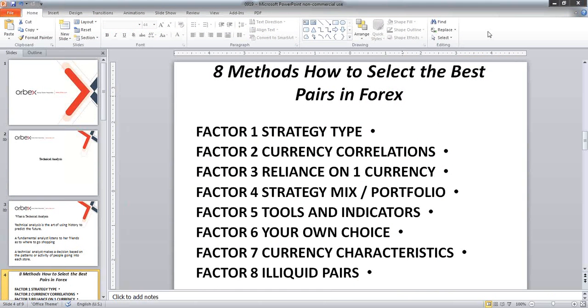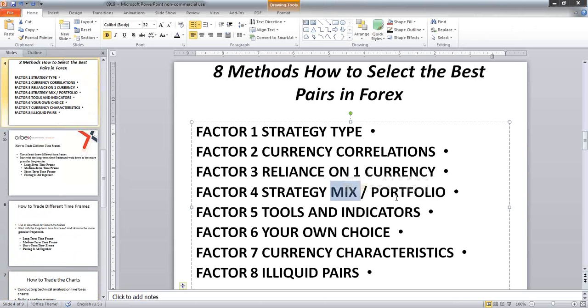For example, this morning you wake up. How do you know, among all the 8 different major currency pairs and all the counter currency pairs, which one you're going to choose? We talked about 8 different factors: strategy type, currency pair correlations, relying only on one currency. If you have an opinion on the US dollar, some people would base all their trading on one currency, which is actually not recommended. Another strategy is mixing your portfolio, being more bullish on the dollar in one pair, but then giving it some balance by being bearish on the dollar in a different pair.